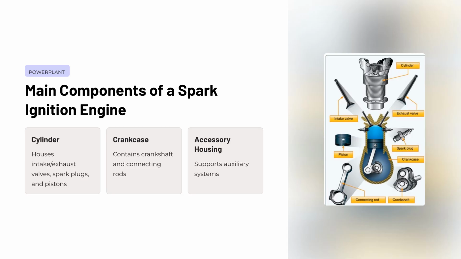Below the cylinders sits the crankcase, which encloses the crankshaft and connecting rods. These components work together to translate the up and down motion of the pistons into the rotational force that ultimately drives the propeller. Finally, the accessory housing is typically found at the rear of the engine and supports the auxiliary systems such as the magnetos, fuel pump, oil pump, and vacuum pump.